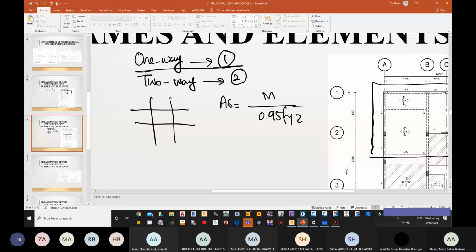Anybody? Once again, you said in a one-way slab it bends in one direction. It means there's no bending in the other direction. If there is no bending in the other direction, it means M is 0. If M is 0, then your As is 0. If your As is 0, then why would you provide second-direction reinforcement?